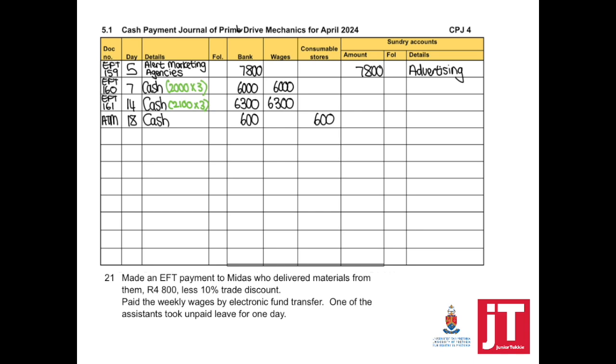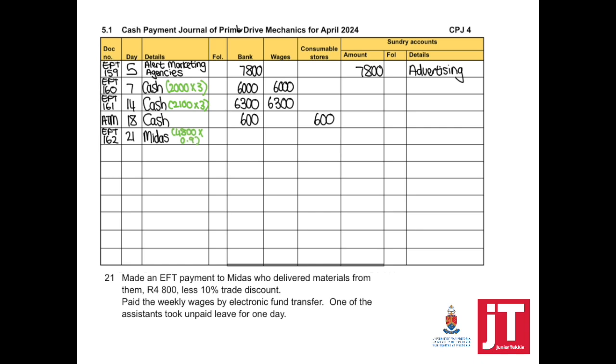So we start with the first one. Trade discount means paid less on items purchased. So you could either say 4,800 times 10% and then subtract it, or you can say the original amount is equal to 100%. Minus 10% discount means that we're only going to pay 90% of that amount. We start with day 21, EFT. Who did we pay? Midas.